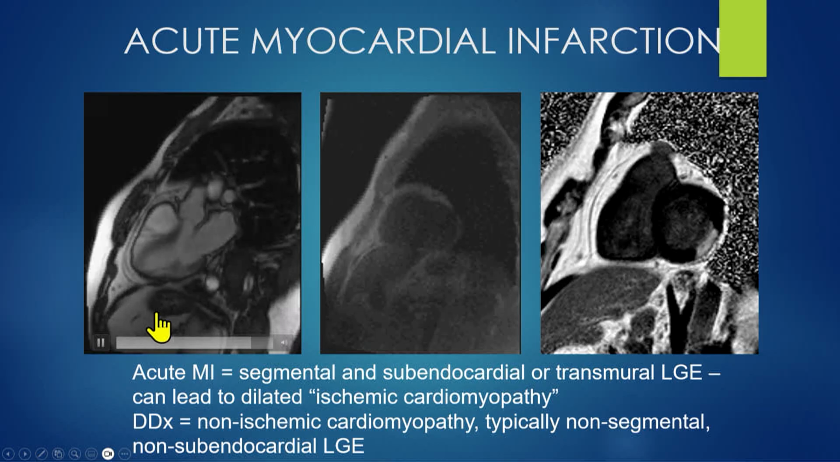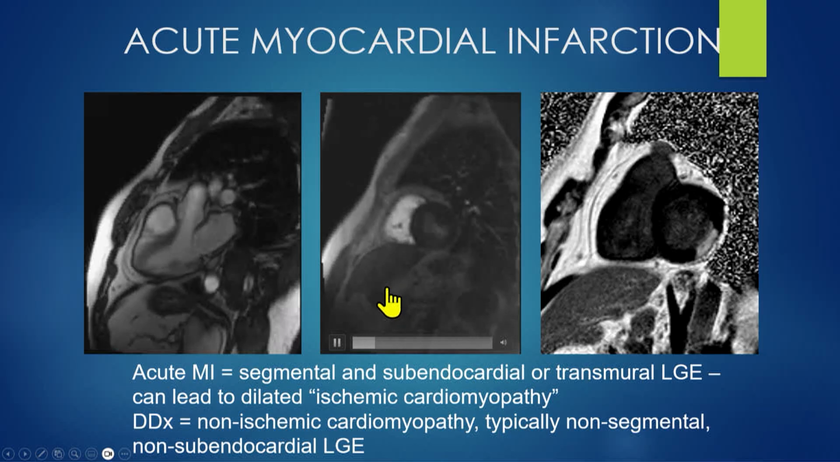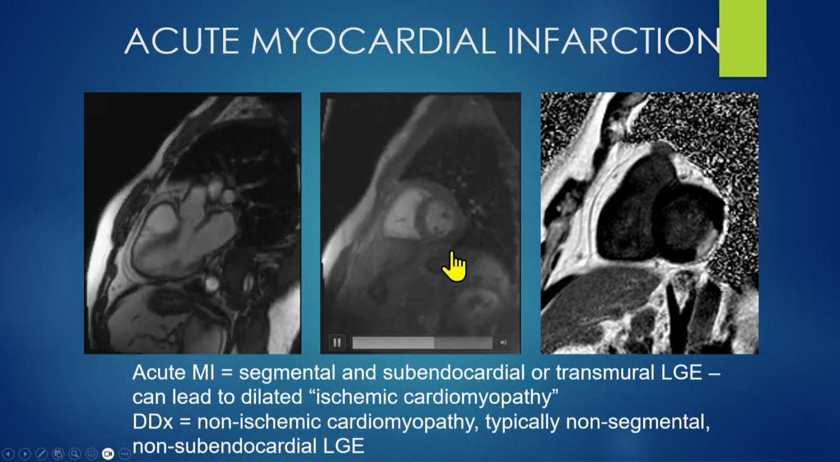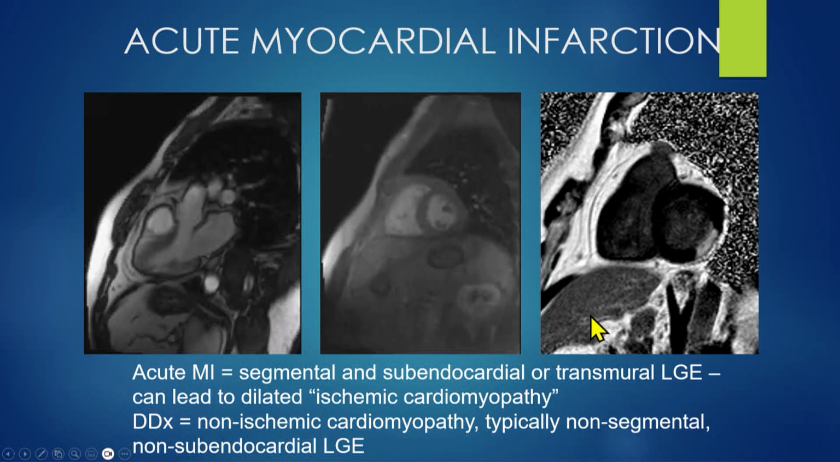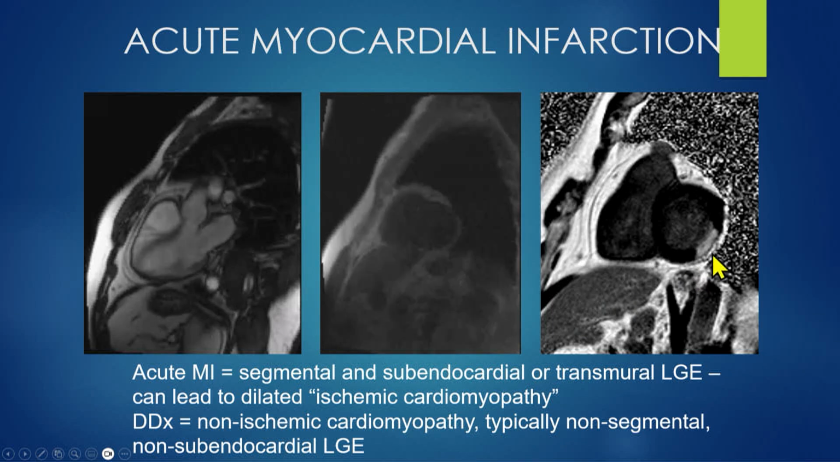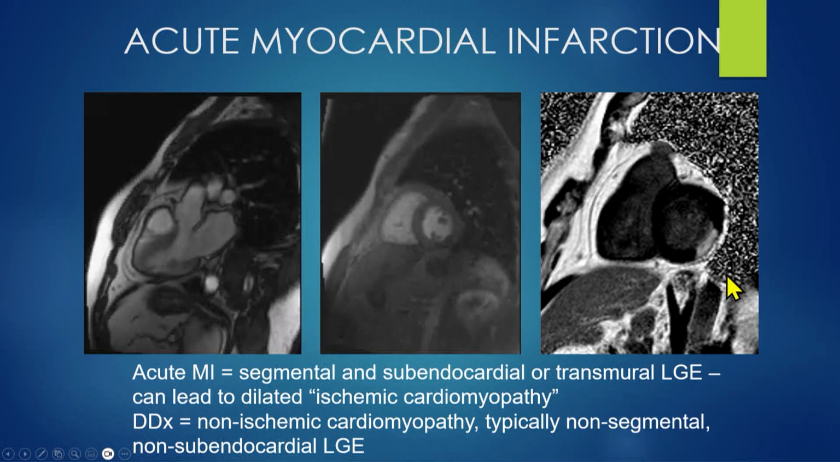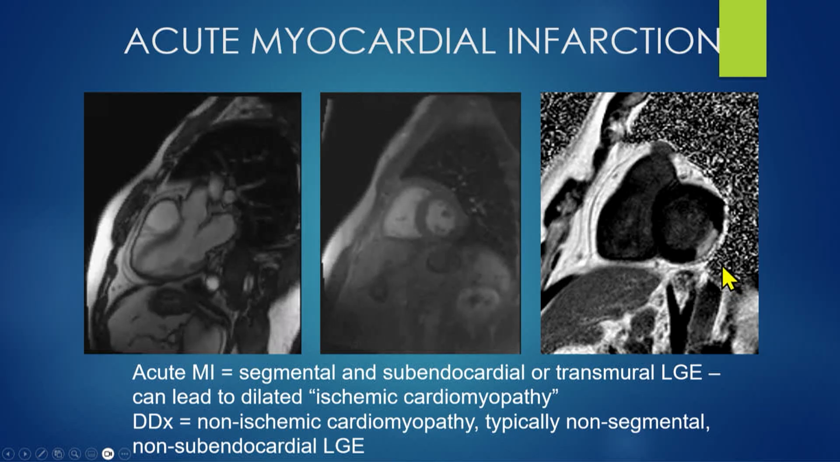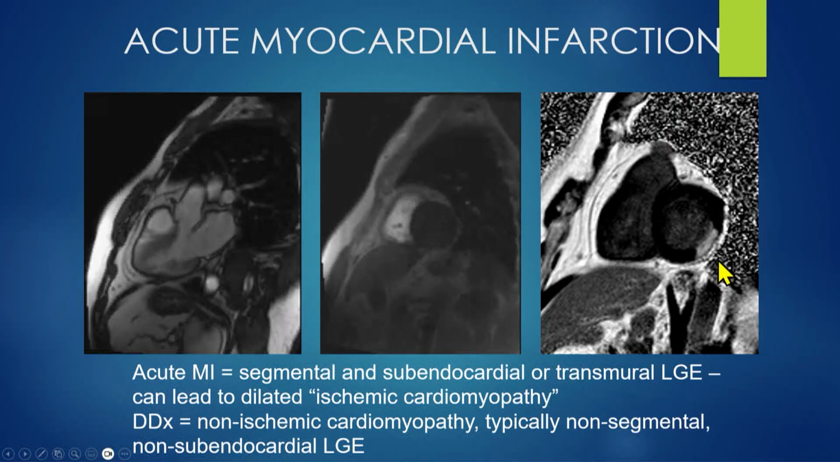So this is an inferior wall, poor motion. And when you look at the perfusion, hopefully you can see that that area down there is abnormal. And then finally, it corresponds to the infralateral wall, which you have delayed enhancement. And it's actually transmural in this case. So it should be segmental and it should be subendocardial, which is the weakest part of the myocardium, or transmural as it is in this case.